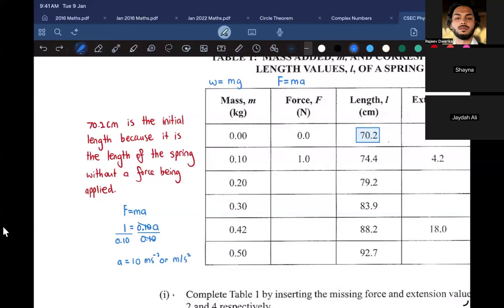Tell me, Shayna. If I have a mass of 0.20, how would I figure out the force? Yeah, plug back into the formula. F is equal to the mass, which would be 0.20, times the acceleration, which we found to be 10. Yes. That would be 2.0.